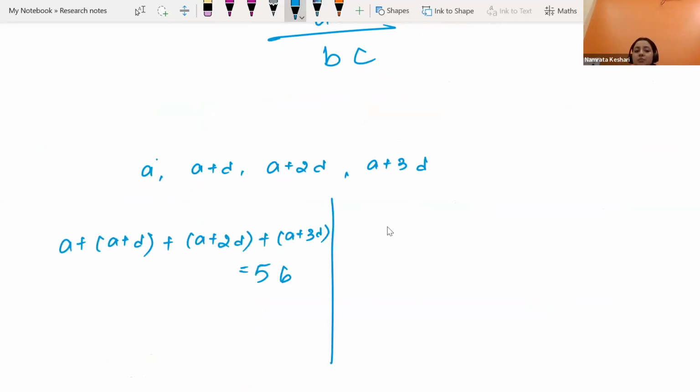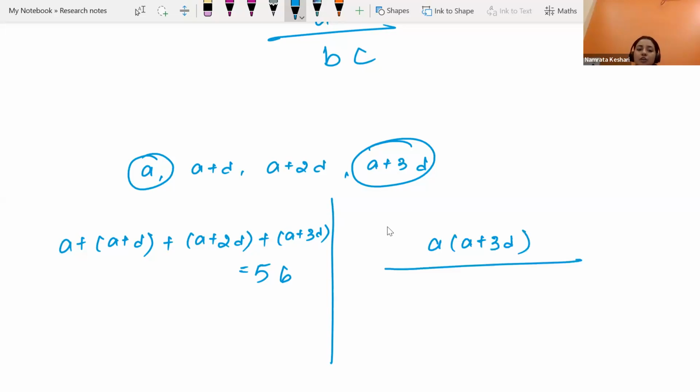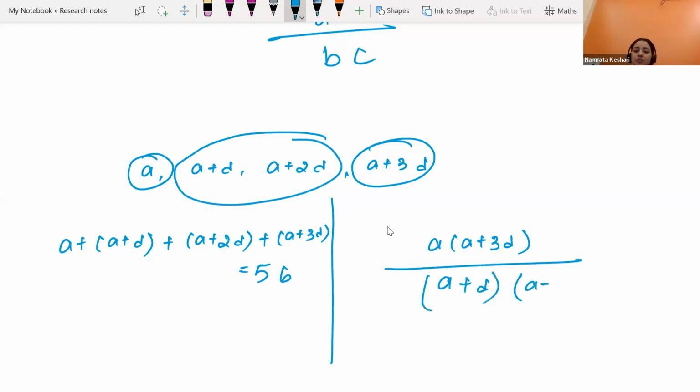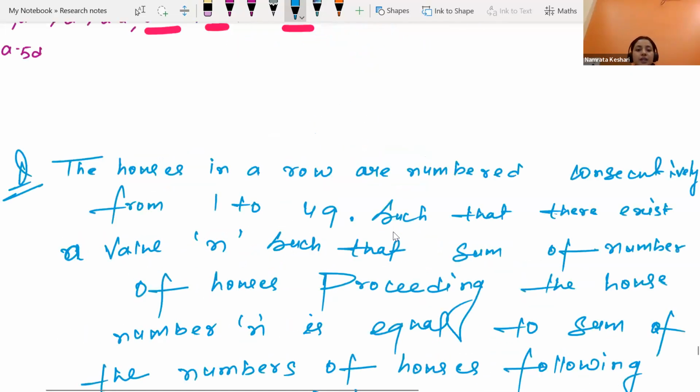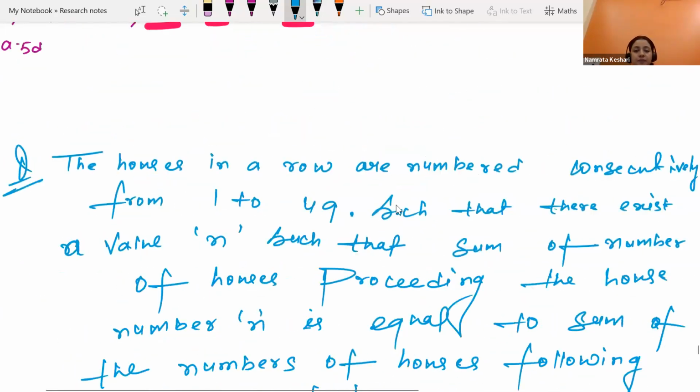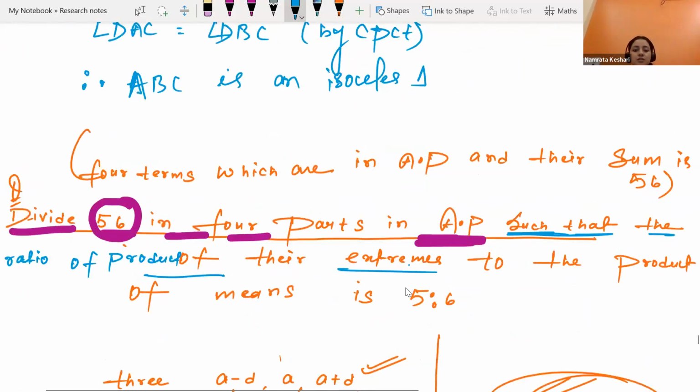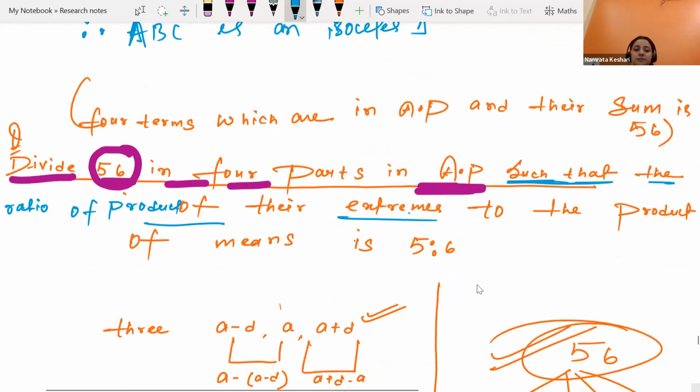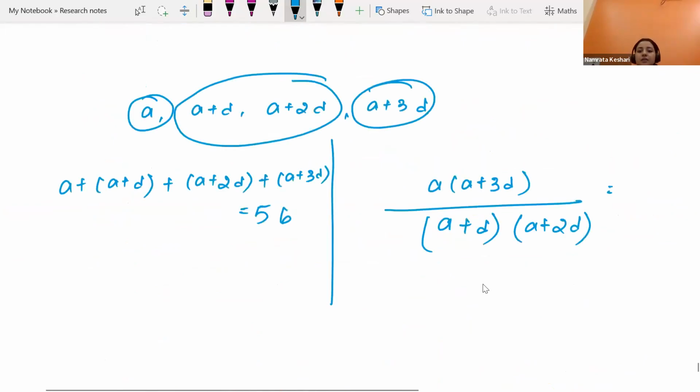The product of extreme terms, that means A into A plus 3D, divided by the product of middle terms, that is what is written in the question, A plus D into A plus 2D, is given as 5 is to 6. Let me write it. 5 is to 6. Now think about it. Let's try solving it.